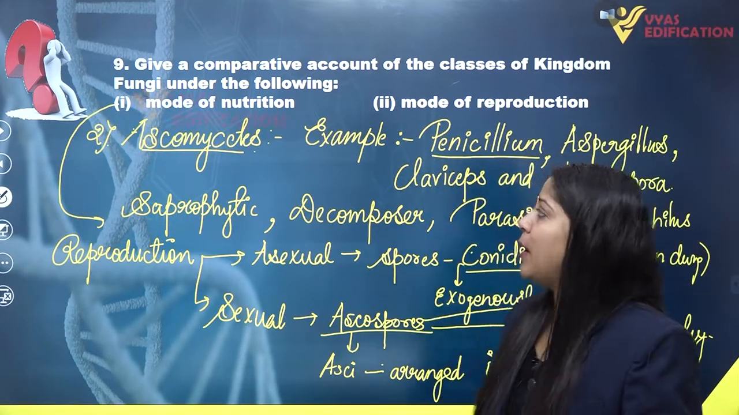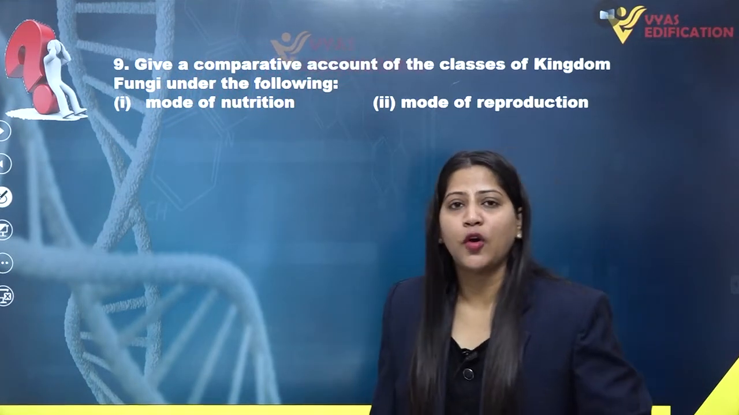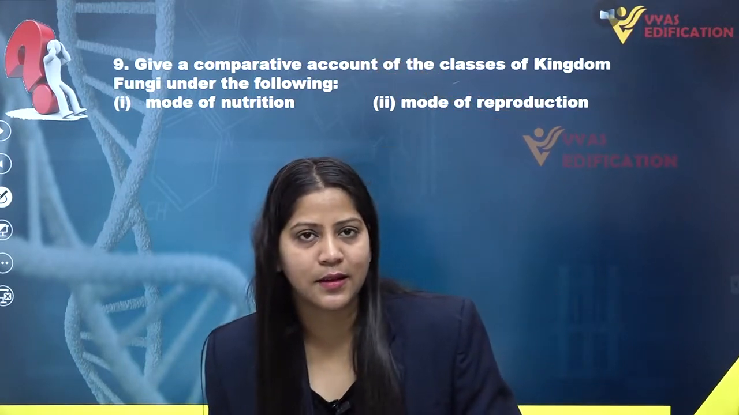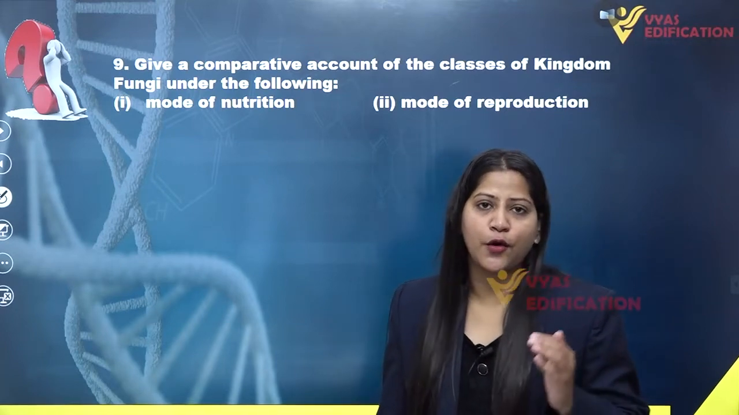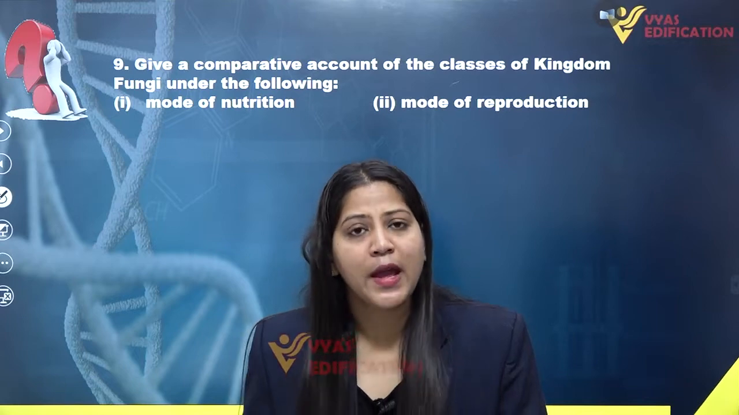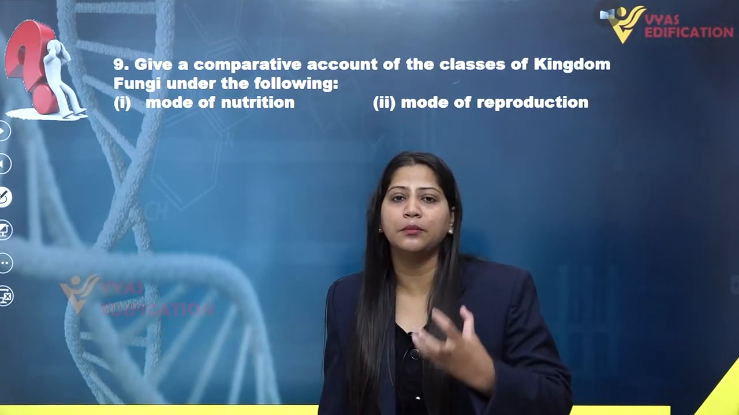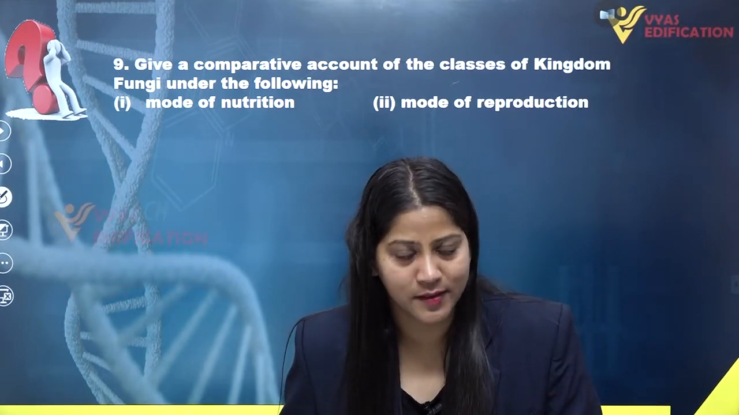So this is all about the second class of fungi, Ascomycetes. Now here we are going to talk about the third class of fungi, that is Basidiomycetes. This third class of fungi includes some members such as Ustilago, Agaricus and Puccinia. All these are the examples of the members included in the class Basidiomycetes.